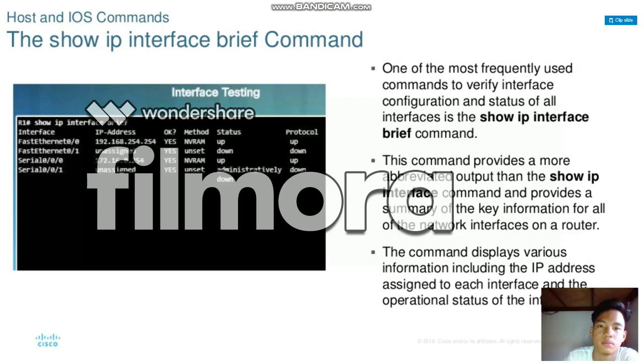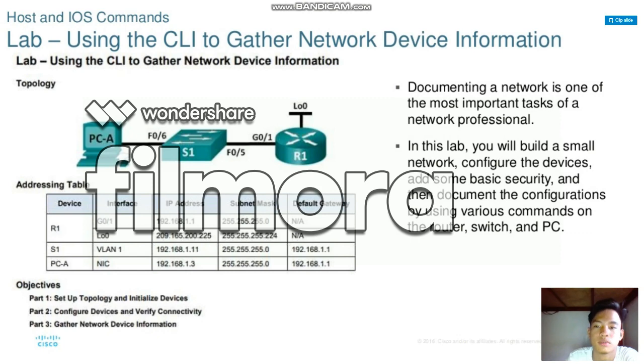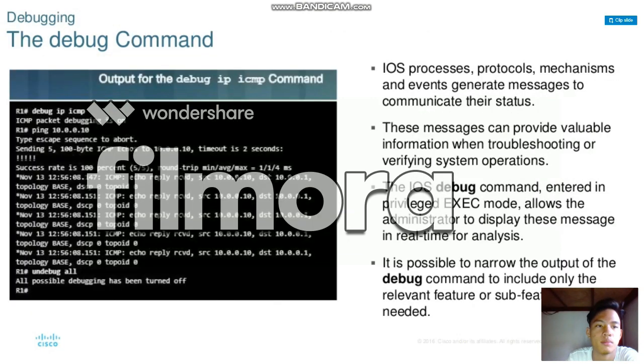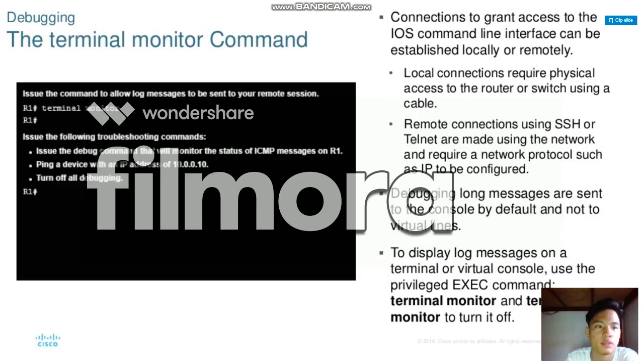The show ip interface brief command. One of the most frequently used commands to verify interface configuration and status of all interfaces is the show ip interface brief command. So it is a Packet Tracer. The debug command. IOS processes, protocols, mechanisms, and events generate messages to communicate their status. The terminal monitor command. Connections to gain access to the IOS command line interface can be established locally or remotely.